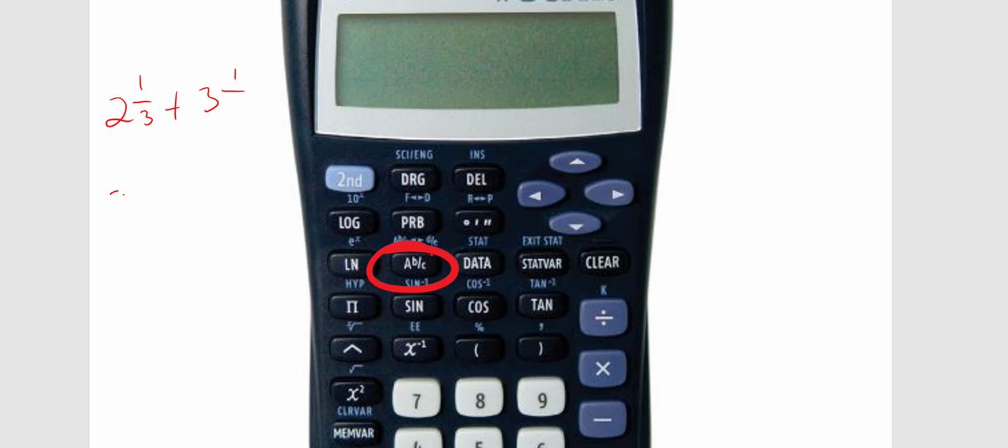You're going to type in 2. It's going to give you this little symbol. Then you type in 1. Hit that symbol again, and 3. It's going to look kind of weird, but that is 2 1/3. That's typing it in correctly. And then you're going to say plus 3, little symbol, and then a 1, and then a 2. And then you hit equals.